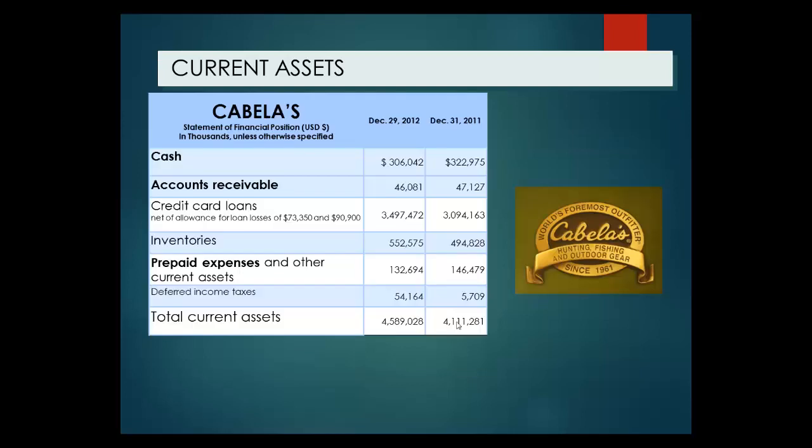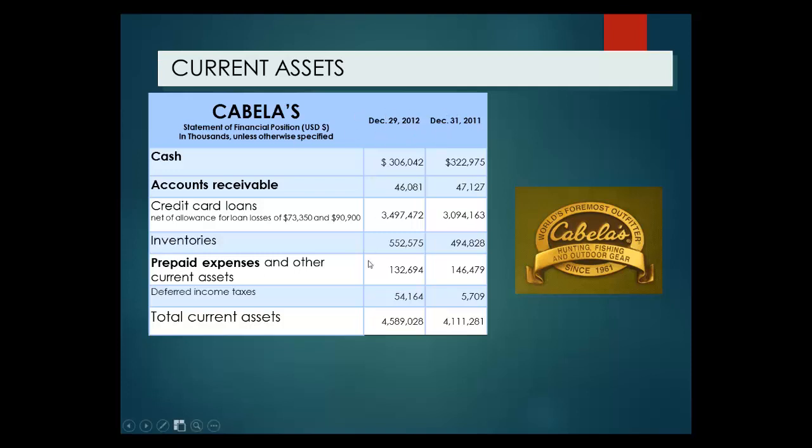So let's look at a company, Cabela's. They are a popular hunting, fishing, outdoor gear company, and they have a chain of stores. There's a store in Lacey, Washington. There's a store in Post Falls, Idaho. And they're kind of a sporting goods store with a special emphasis on hunting and fishing. So here's Cabela's balance sheet. And I don't have the 2013 balance sheet yet. It has not been published yet. So we'll work with this 2012 and 2011.